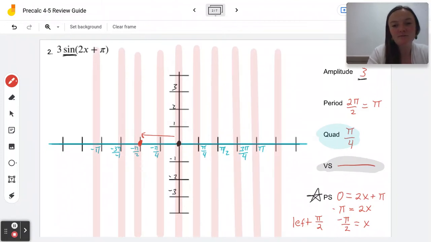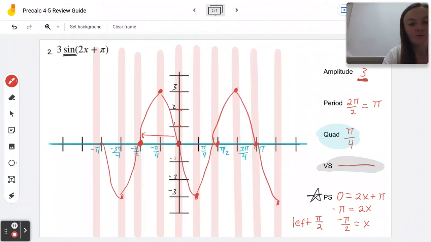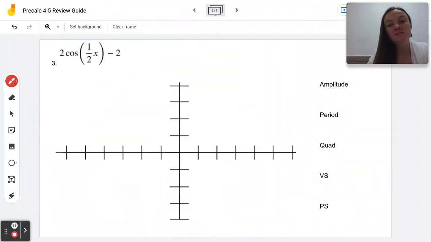Okay, at this point, we're ready to graph sine. Sine starts at the origin. In this case, this is our new origin. It goes up to a maximum, but remember that our amplitude is 3. So I'm going to go up 1, 2, 3, come back down to the midline, down to a minimum, back up to the midline, back up to a maximum, back down to the midline, etc. So go ahead and continue that pattern. Okay, and so this is the 3 sine of 2x plus pi graph. So let's keep moving. Go ahead and answer the key questions for this next graph.